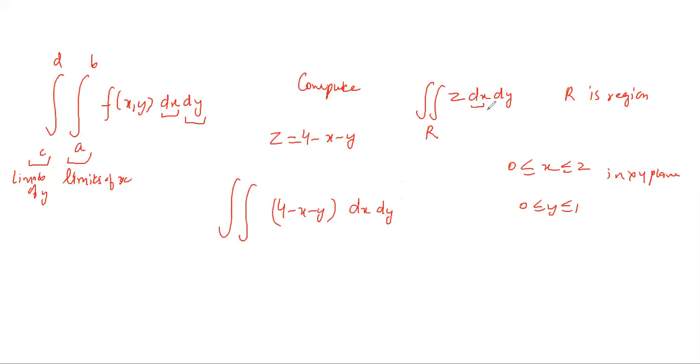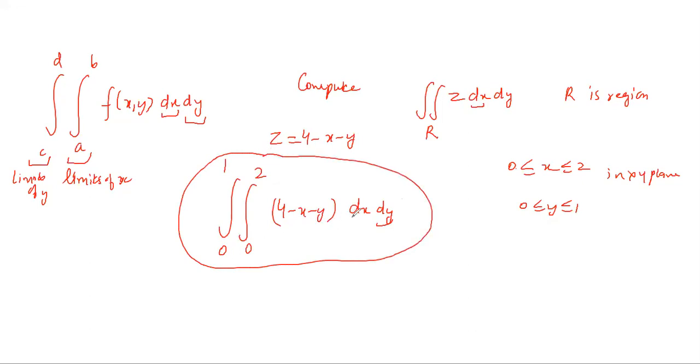Now since dx is written here, the inner limits will be for x. So x lies from 0 to 2, and dy is written outside, so the outer limits of y are from 0 to 1. All you have to do is evaluate this integral. I have told you, first you have to integrate with respect to x in this function. Because it's a function of two variables, you have to keep y constant. So you integrate with respect to x by keeping y as constant, and then let's see what you get.